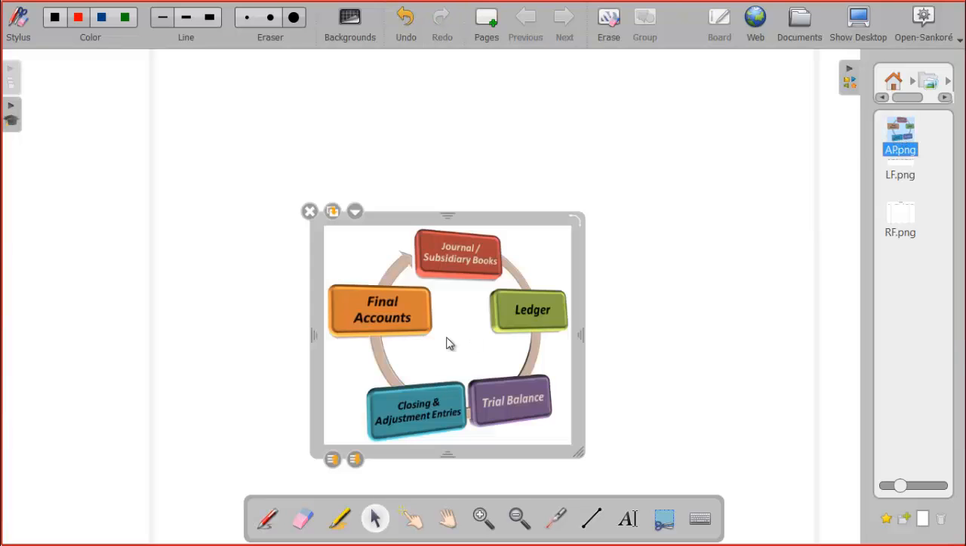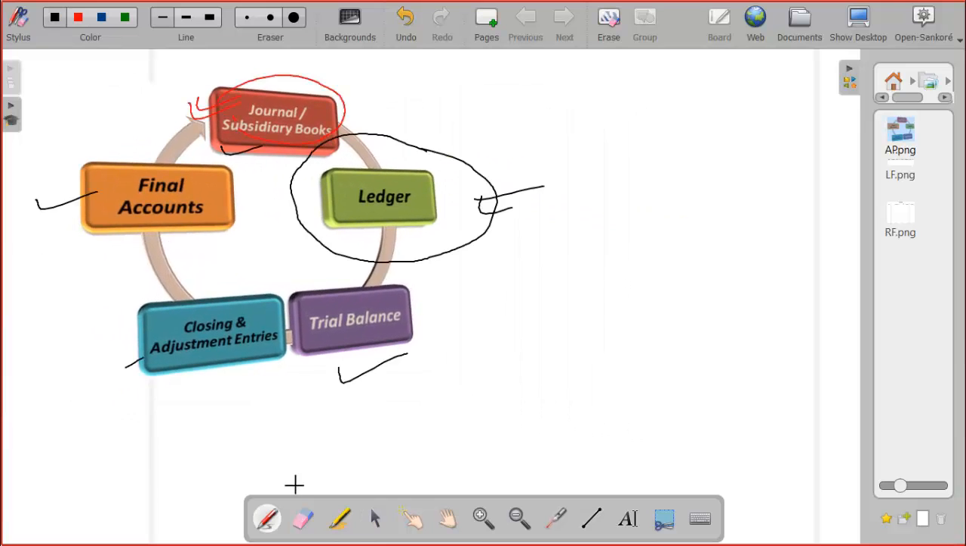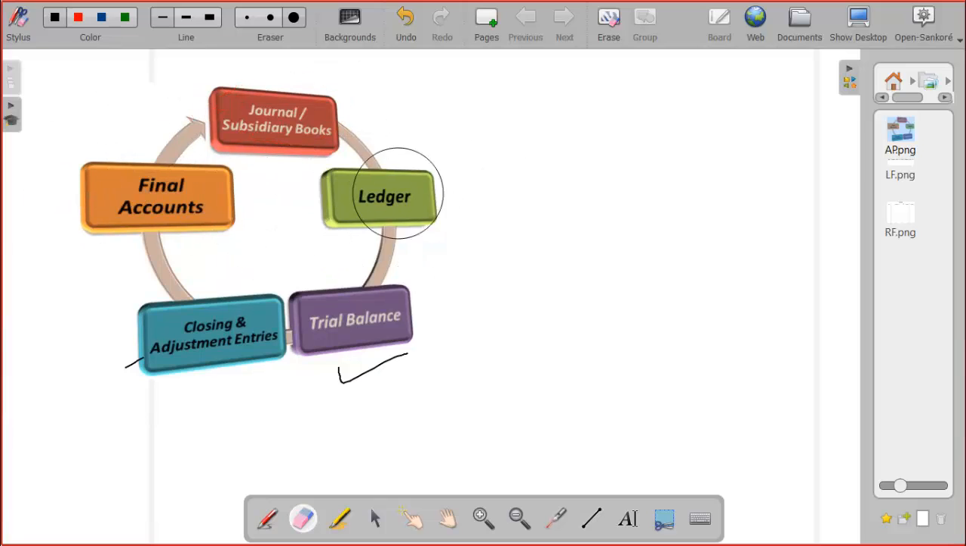So see, there is one image on the screen. Now this is the entire accounting procedure. The first stage is journal, second stage is ledger, and then the trial balance, and then we pass closing and adjustment entries, and after that we prepare final accounts. So journal we have discussed, and now today we are going to discuss the ledger. What is ledger, what we are supposed to do in this ledger, and how we will prepare the ledger.